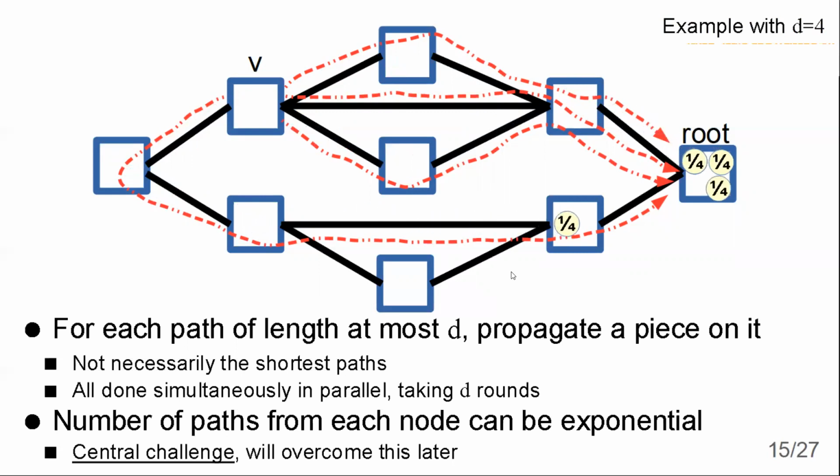Remember that every node in the network, and not just v, will need to do this. So every node will potentially need to deal with an exponential number of paths. How to do proper bookkeeping of this exponential number of paths will be a central challenge, and we will overcome this central challenge later.